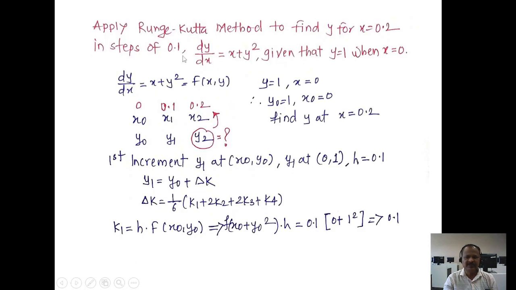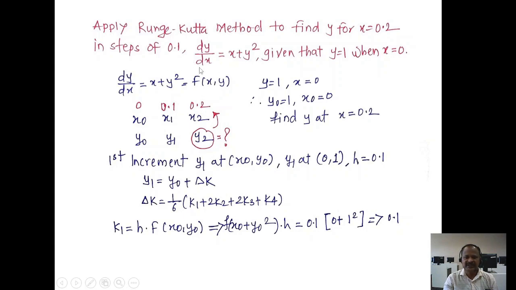Now we'll see one example of this method. Apply Runge Kutta method to find y for x is equal to 0.2 in steps of 0.1. dy by dx is equal to x plus y square, given that y is equal to 1 when x is equal to 0. Now step number 1, we have to write what is given in the example.